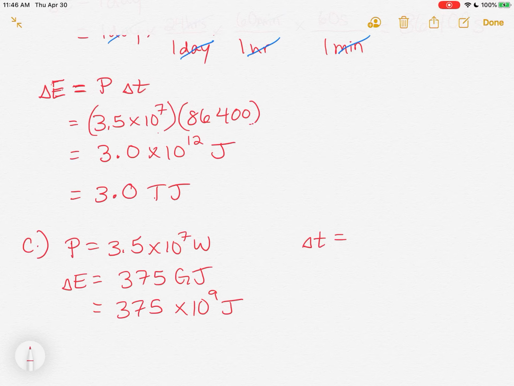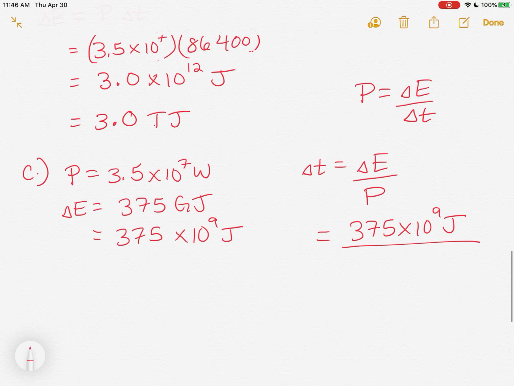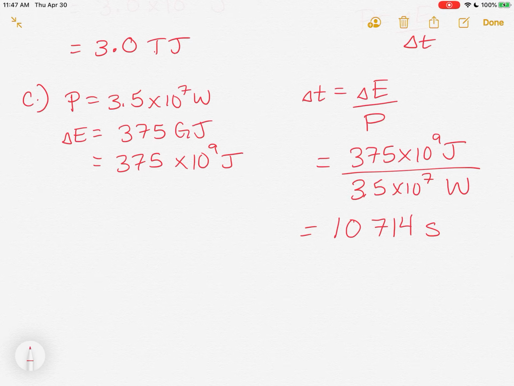And we want to calculate the time. So in order to rearrange to calculate our time, using our power equation, we know that power is the change in energy over the change in time. We're going to rearrange, and so time is going to be our change in energy divided by our power. So we have our 375 times 10 to the 9 joules, and our power was 3.5 times 10 to the 7 watts. So we're going to do that math, and we get 10,714 seconds. And we want to convert that back into hours.